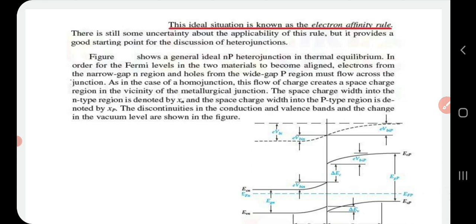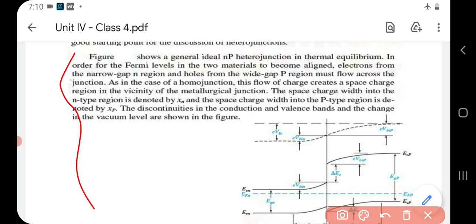Then the last section: the figure shows an ideal n-p heterojunction in thermal equilibrium. In order for the Fermi levels of the two materials to get aligned, electrons in the narrow bandgap n region and holes from the wide bandgap p region have to flow across the junction. Okay, that we know. As in the case of a homojunction, this flow of charge carriers will create a depletion region. The depletion region width into the n region is denoted by Xn, and the depletion region width into the p region is denoted by Xp.